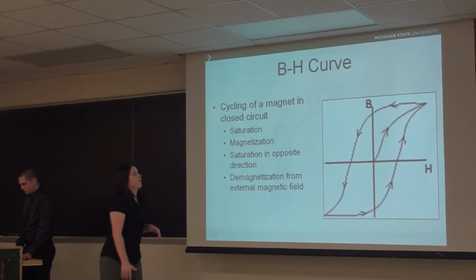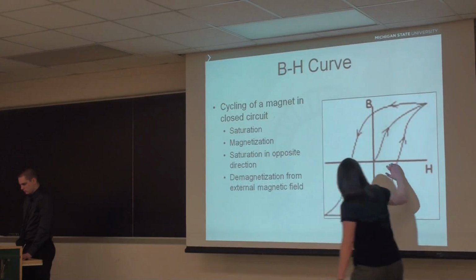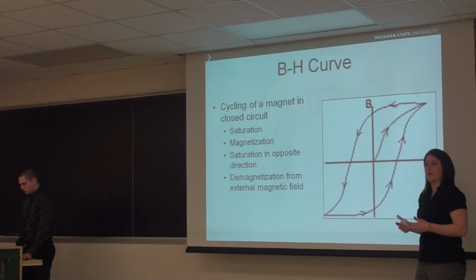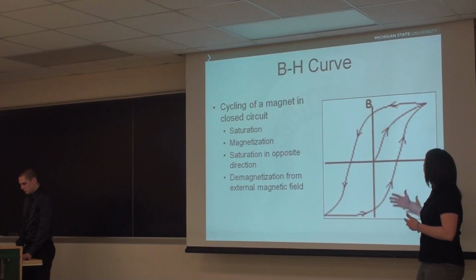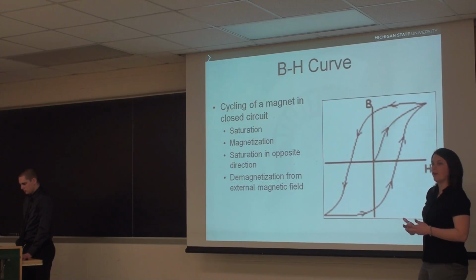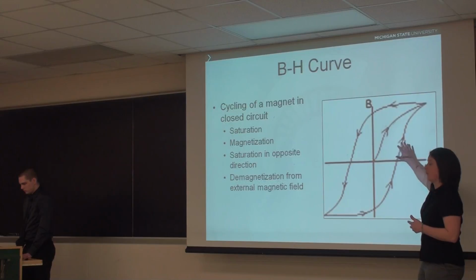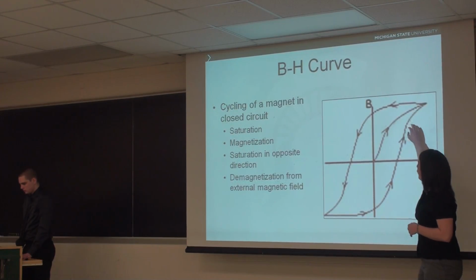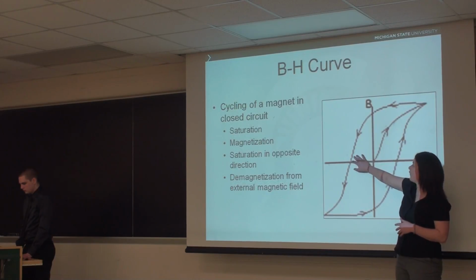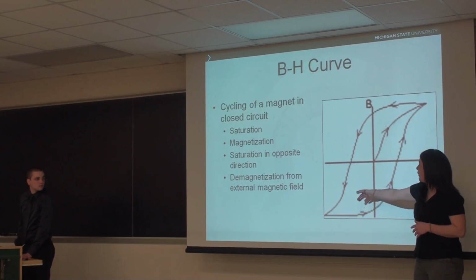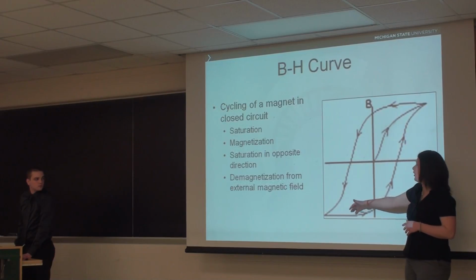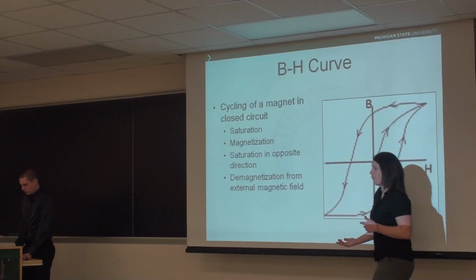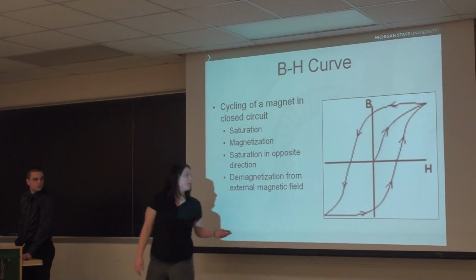So in the BH curve, for the first quadrant right here, we have saturation, which is where you're increasing the magnetic field until you can no longer increase the magnetization of this material. The B strength right up here starts to level off, and then we move into magnetization in the second quadrant, followed by saturation in the opposite direction and demagnetization from an external field in the fourth quadrant. This is kind of how your hard drive would work when writing material to it.